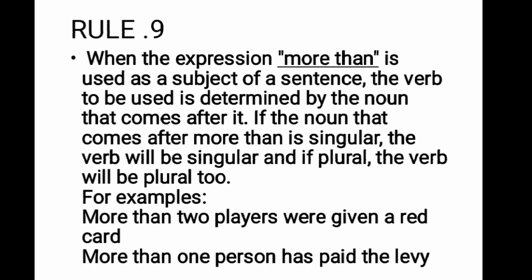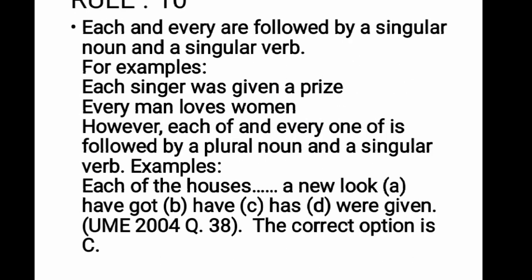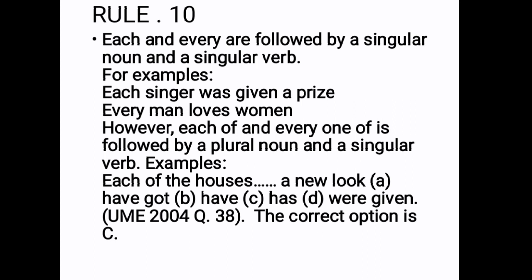So we're going to look at rule number 10. Rule number 10 says each and every are followed by a singular noun and a singular verb. For example, each singer was given a prize. Every man loves a woman, so "loves" because of every.